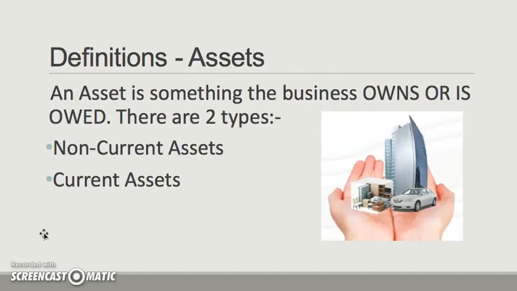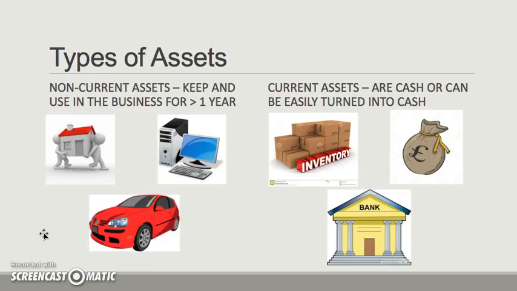Firstly, assets. An asset is something the business owns or is owed. Therefore, it is something valuable to the business. And there are two types. Firstly, the non-current assets, and secondly, current assets. In terms of what those are, firstly, the non-current assets are things that the business will keep and use in the business for more than 1 year. So typical examples would be property, vehicles, equipment. We don't intend to sell those things, we're going to keep them and use them to run the business.